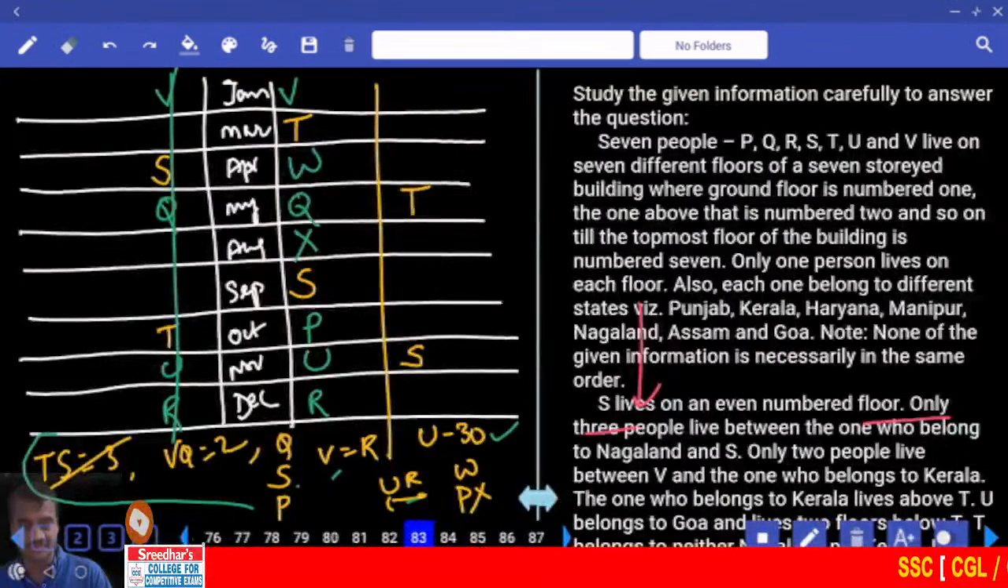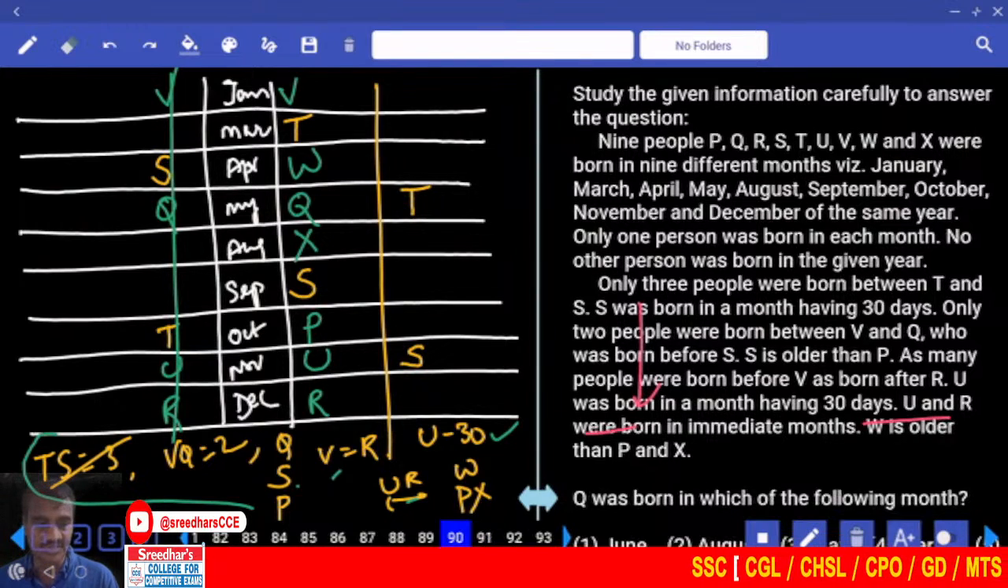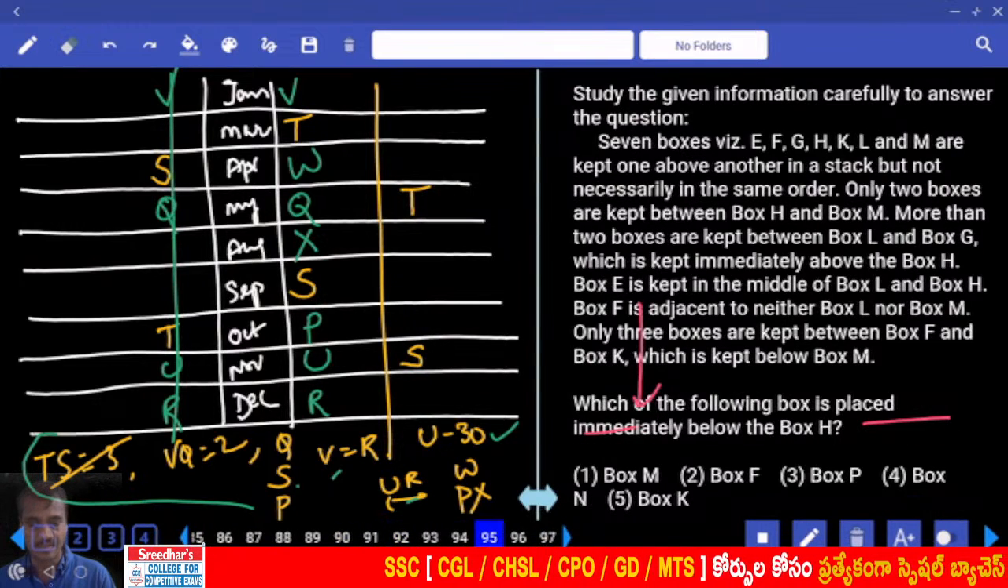Then coming to question numbers 91 onwards. Now in this 91 onwards, 9 people were there, and 91 to 94 done.